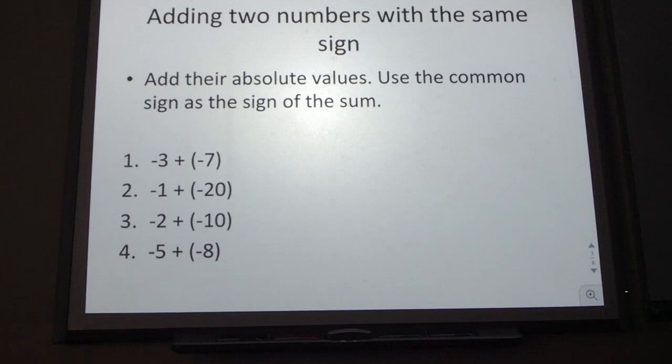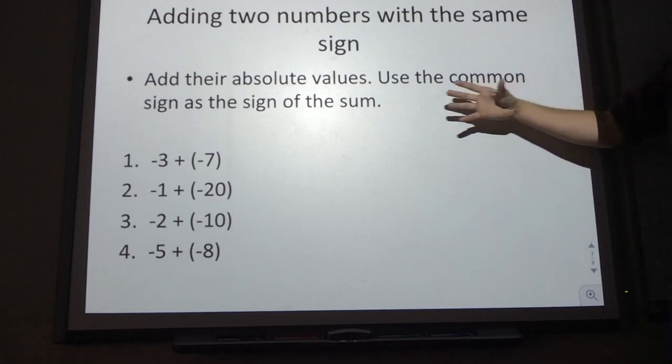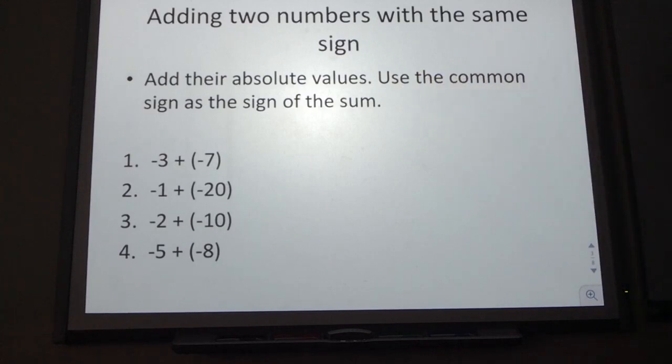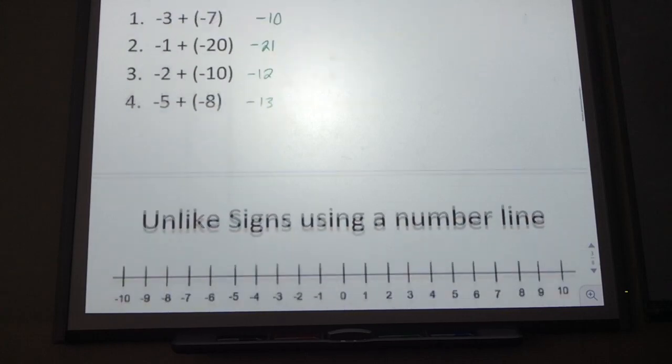Okay, and that's what I just said. I've actually got it written down for you. Add their absolute values. Add the numbers, and then use the sign that applies to both of them. So again, 3 plus 7, 10, and they're both negatives. 21, and they're both negatives. 12, both are negatives, and 13, both are negatives. I didn't do any positives there because that's just adding two numbers together. We're pretty good at that already.